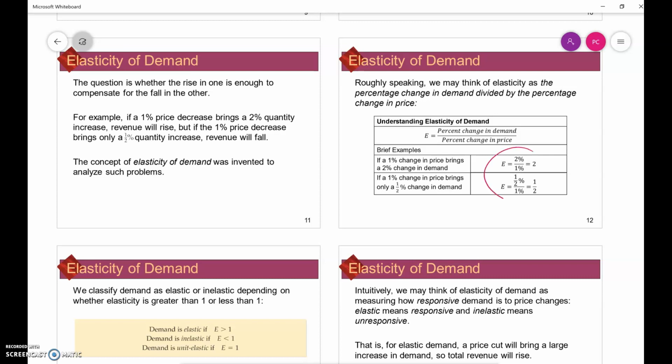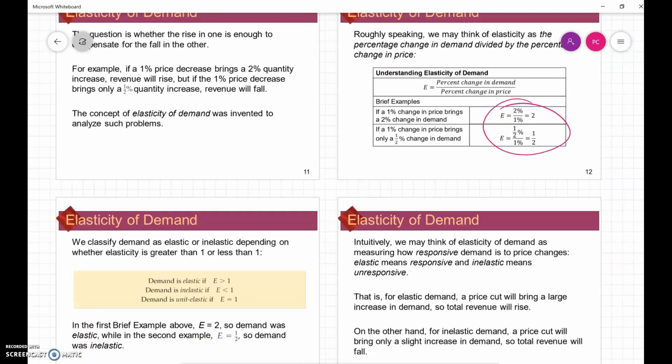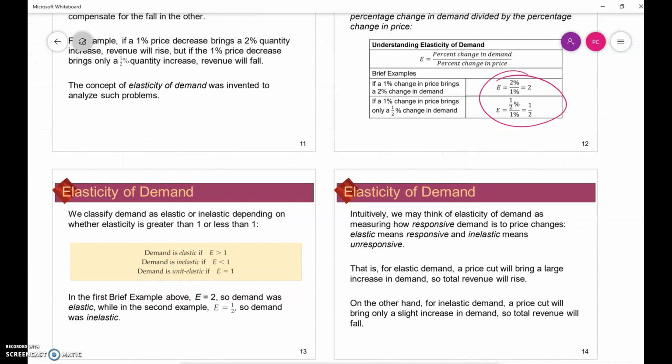Well, what does this E value mean? Let's look at this next slide. We classify demand as elastic or inelastic depending on whether the elasticity is greater than 1 or less than 1. Okay, so if your elasticity is greater than 1, it's elastic. Less than 1 is inelastic. And when E is equal to 1, it's unit elastic. Okay, so in the example above, E equal to 2, demand was elastic. But in the second one, E was equal to 1/2, so it's inelastic.